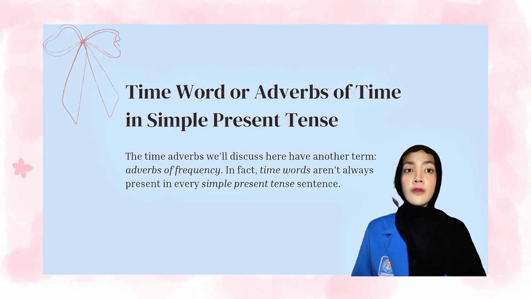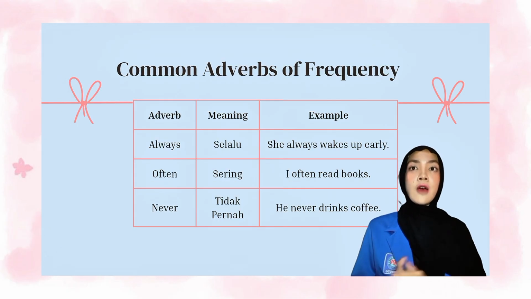Slide 5. We often use time words or adverbs of frequency in this tense to show how often something happens. For example, words like always, often, and never make our sentence more specific. But remember, not every simple present sentence needs a time word.